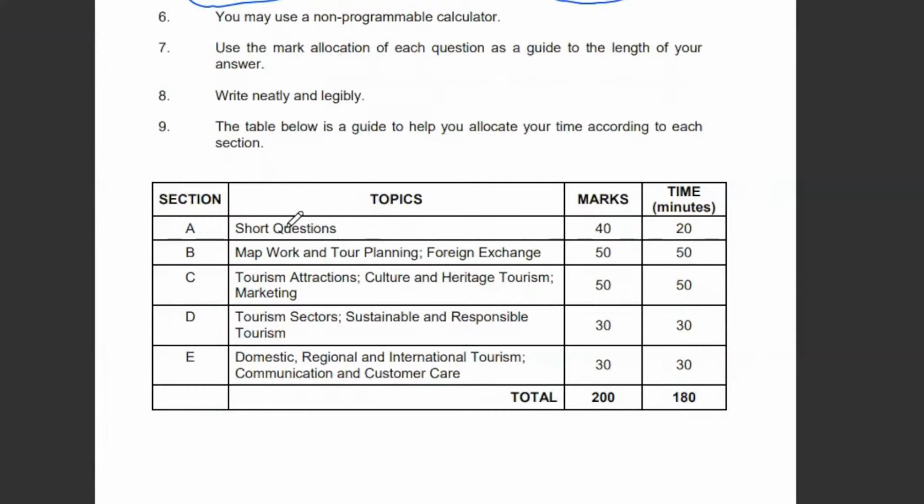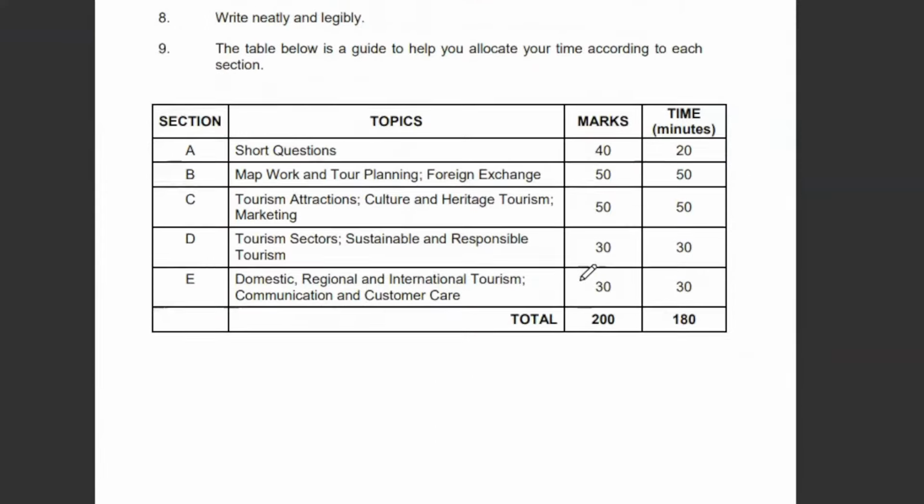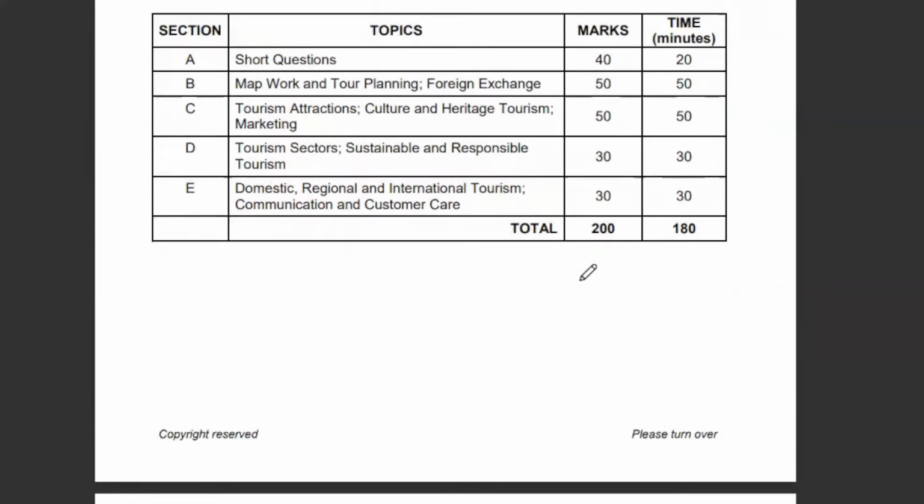If we look at this table, it has a breakdown of the topics which we are going to look at. Section B mainly consists of short questions which make up to 40 marks. Then we also have map work and tour planning and foreign exchange together. We also have tourism attractions, culture and heritage tourism, and marketing, where we'll be looking at world icons. We'll also look at world heritage sites which are found in South Africa.